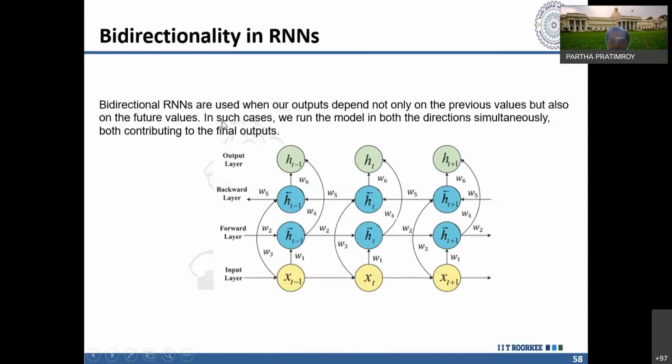Bidirectional RNNs are used when our outputs depend not only on the previous values but also on the future values. In such cases, we run the model in both directions simultaneously, both contributing to the final outputs. So for example, I can give you one example, like if you write a handwritten word.